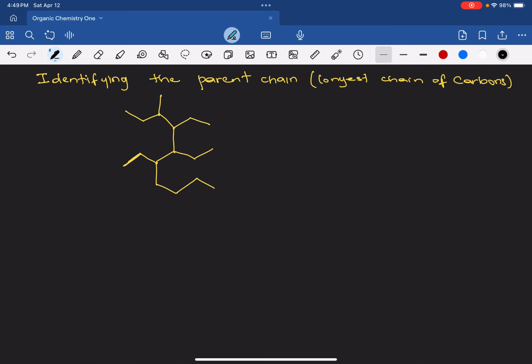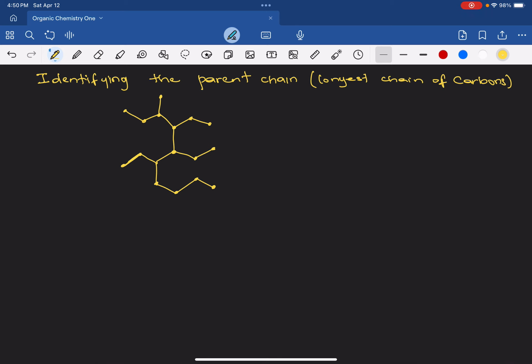When you have a line structure, first thing, go ahead and use a dot to identify all of the carbons that you have in the molecule. If you don't remember anything about line structures, go back in the channel and you'll find information on them. So these are all the carbons. Now the idea is to find your longest chain of carbon.